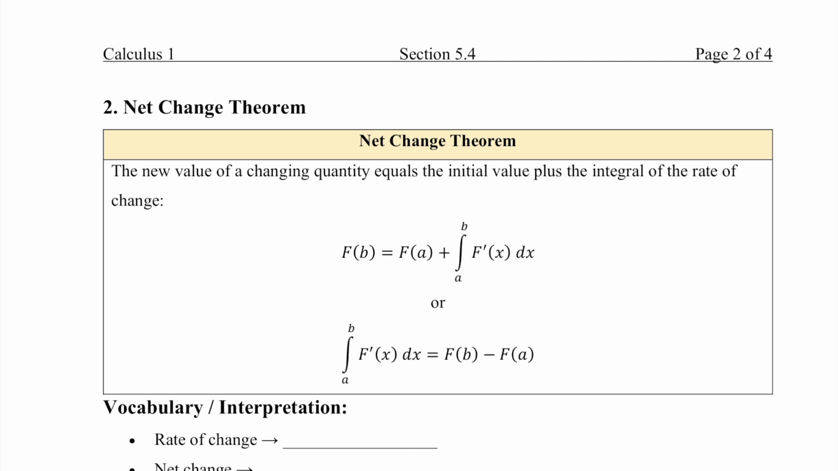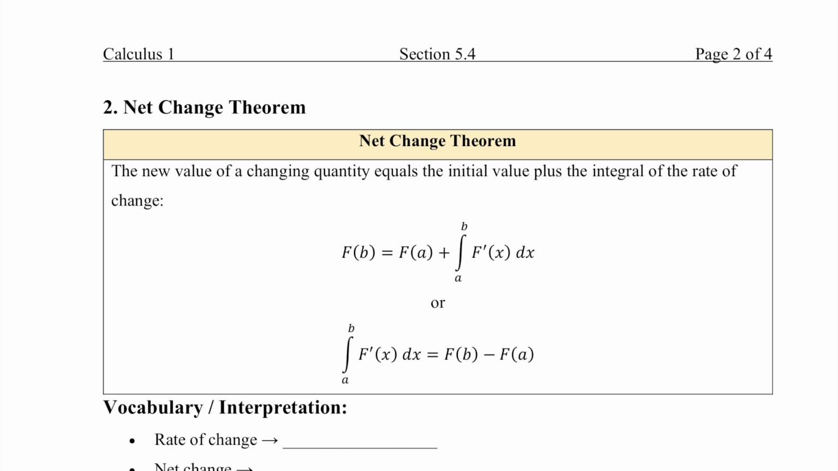Now, let's move on to one of the main ideas of this section, the net change theorem. The net change theorem tells us the new value of a changing quantity equals the initial value plus the integral of the rate of change. So in symbols, we write f(b) = f(a) + the definite integral from a to b of f'(x) dx.